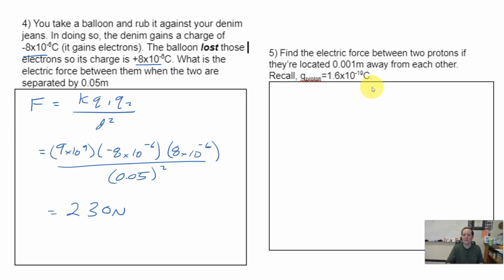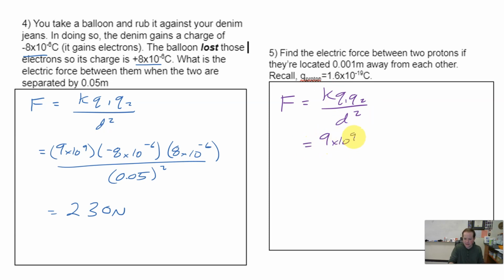Number 5, find the electric force between 2 protons. Now, if you look at that, I give you the charge of a proton. You don't have to memorize it. Again, if you need it, I'd put it either on the quiz or on my whiteboard. But find the electric force between 2 protons if they're located at this distance. Again, nice, I'm looking for the force. I don't have to do any algebra. K Q1 Q2. Always write down that original equation. That's how I can follow along and give you partial credit.